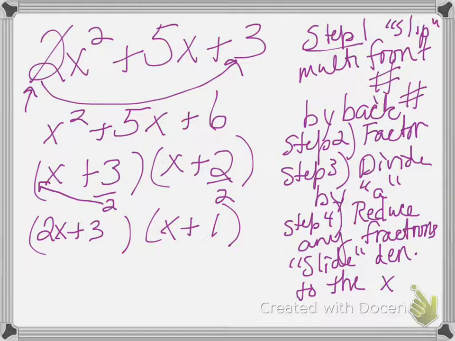Now if you check this by FOIL, this would come out and give you the same exact thing that you had at the very beginning: 2x squared plus 5x plus 3. And that's it. All right, let's do another one. Wait, why didn't you slide the second denominator? Well, it reduced out. 2 over 2 reduces to positive 1, so we do not have to slide anything. All right, let's do another one.